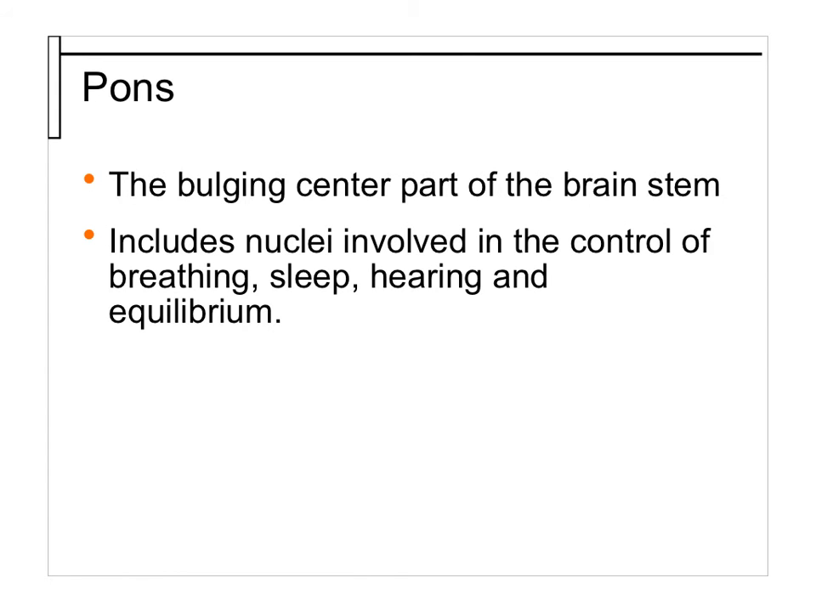Next, we have the pons, and that is the second sort of the bulgy part of the brainstem. And this is going to control a lot of autonomic systems, breathing, sleep, hearing, equilibrium, things that are happening kind of automatically for the most part. You don't have to think about.